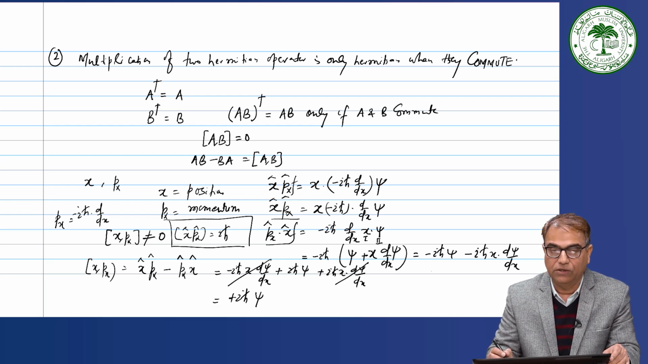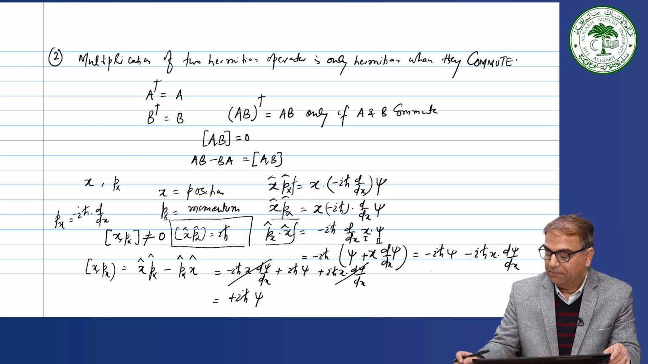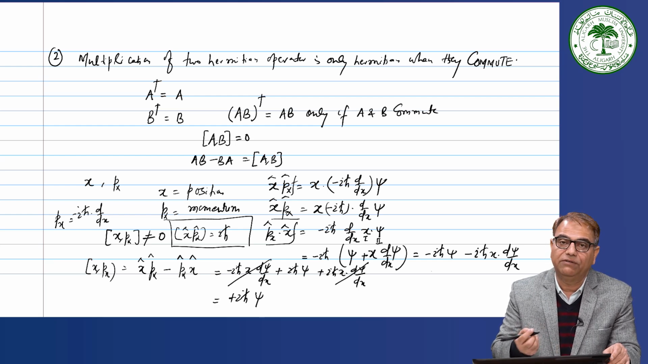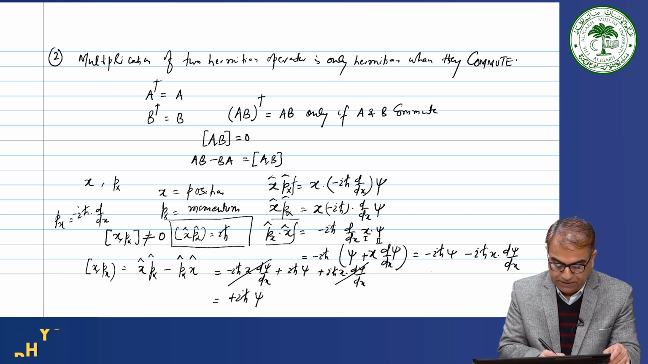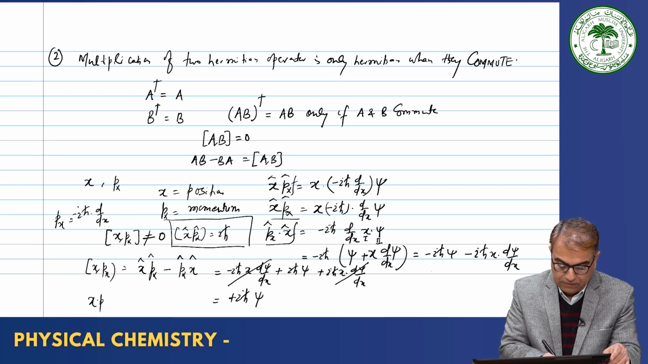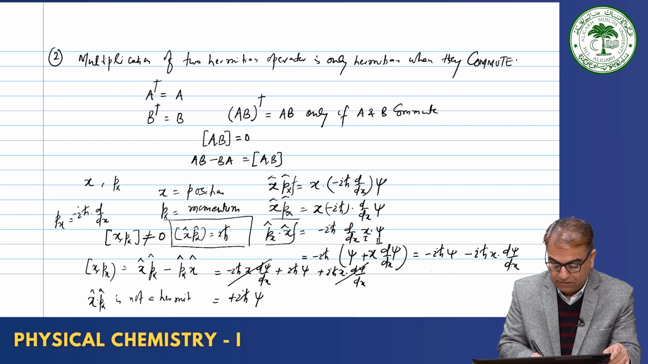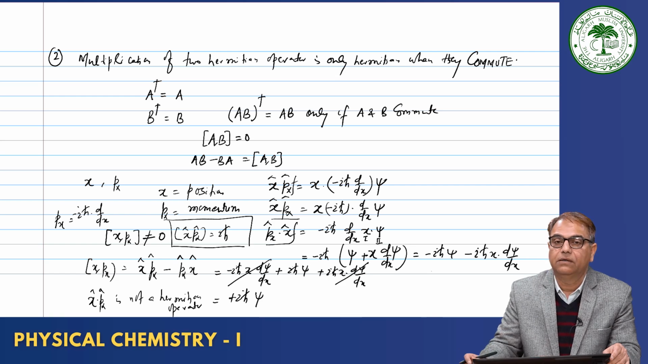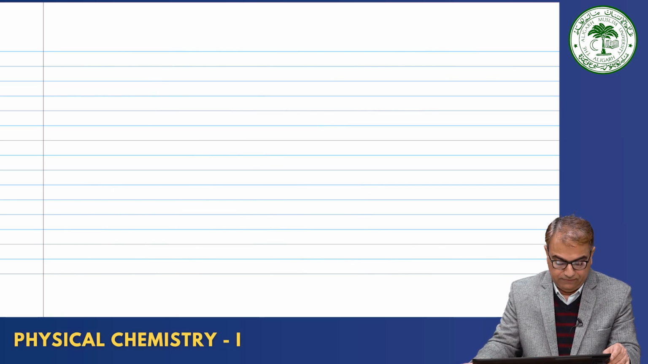I talked about this yesterday also. But in contrast to this, what does it mean? It means the product x into Px will not be a Hermitian operator. If they commute, then only it will be a Hermitian operator. So x into Px is not a Hermitian operator.